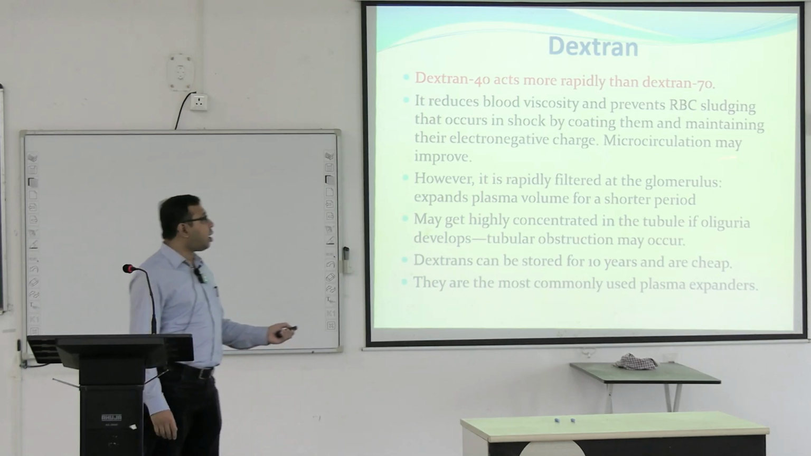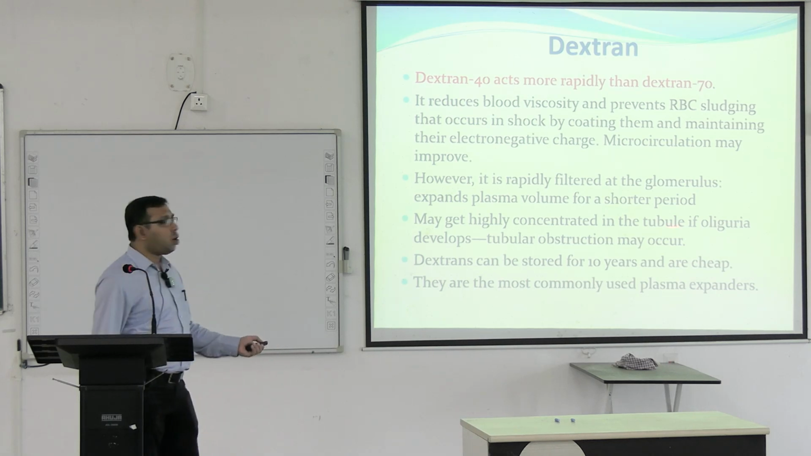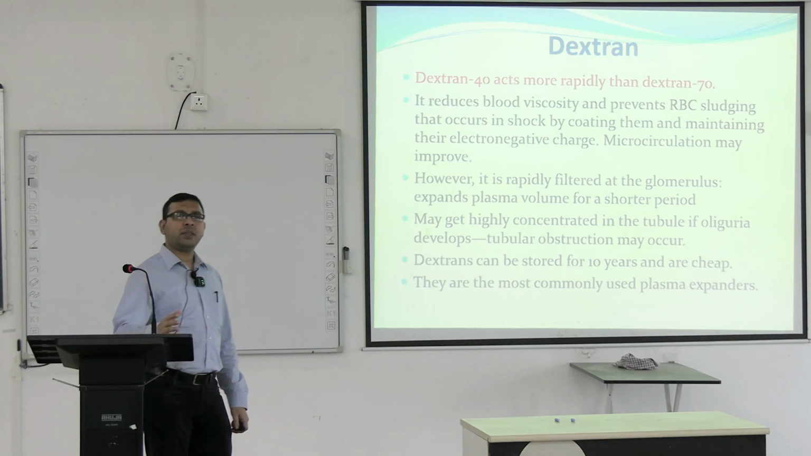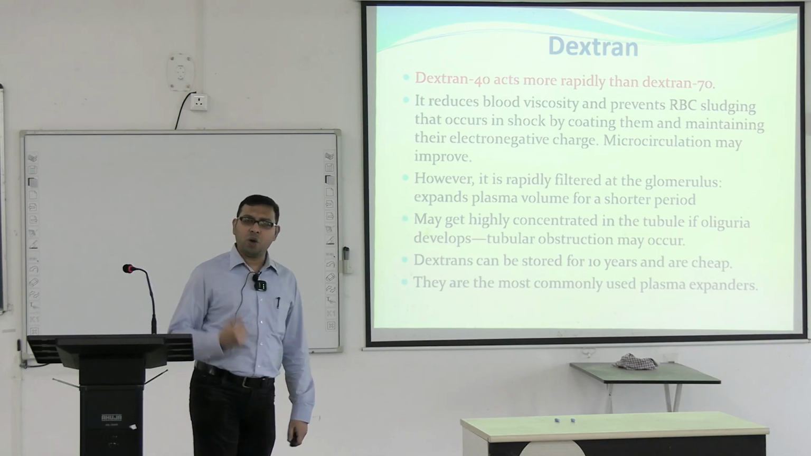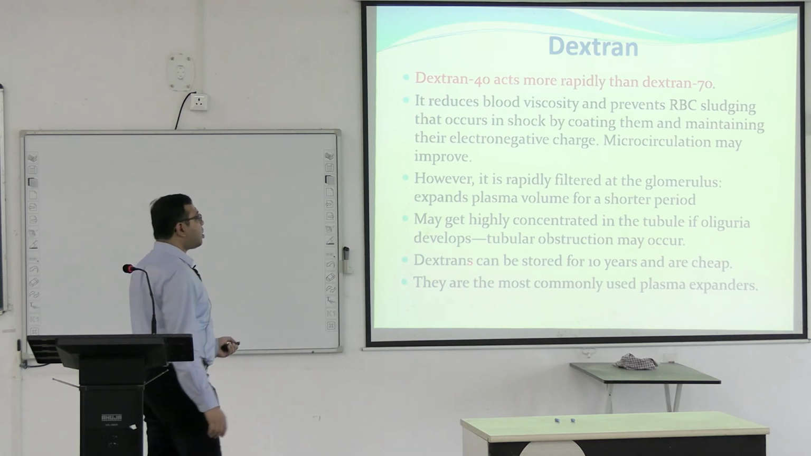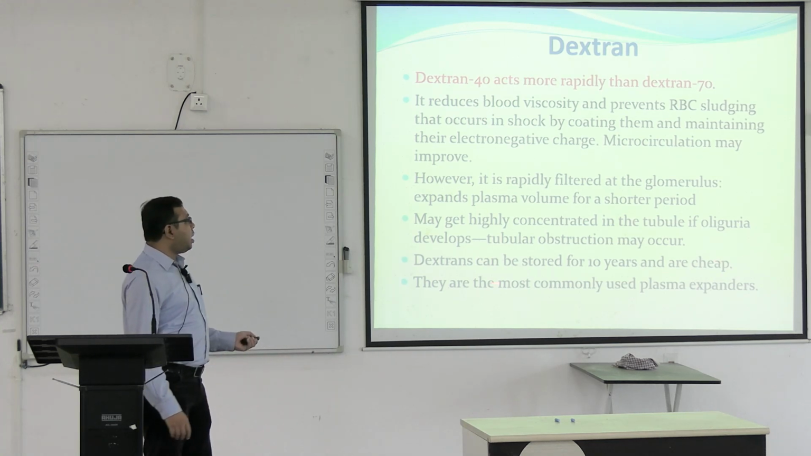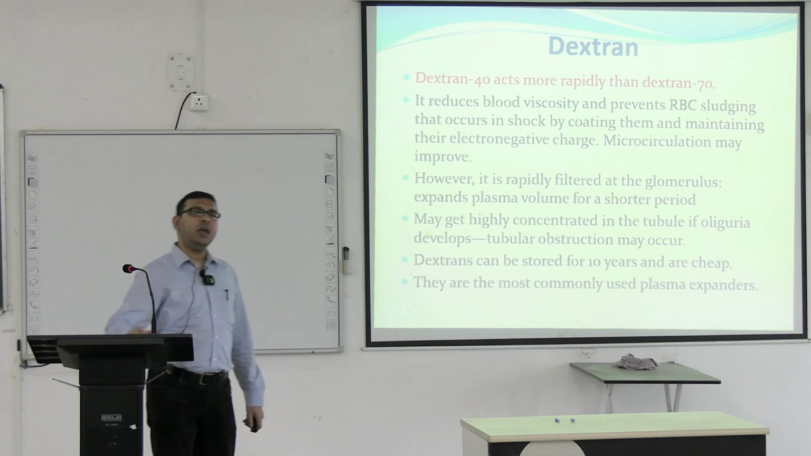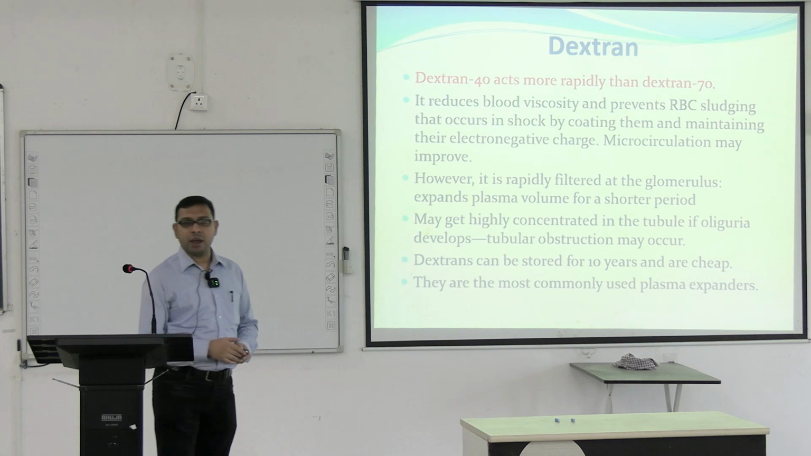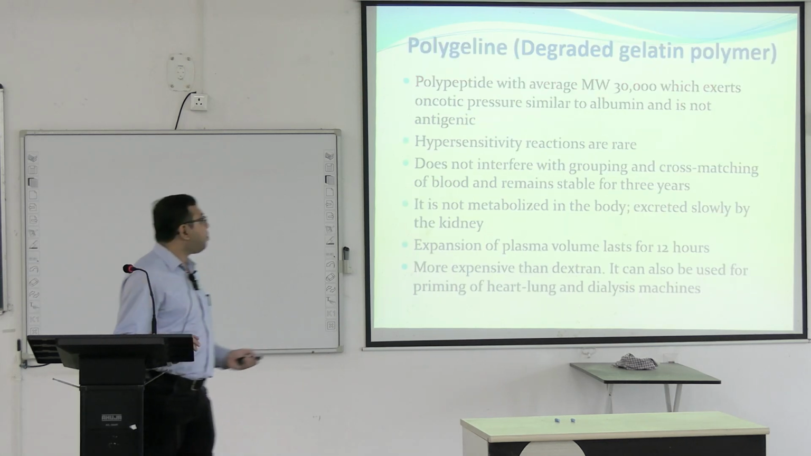It is rapidly filtered at the glomerulus and expands plasma volume for a shorter period. The time is very short. It may get highly concentrated in the tubule. If oliguria develops, tubular obstruction may also happen, because in all these road traffic accidents, kidney function is already compromised. So there may be some blockade of the tubules. Dextrans can be stored for 10 years. That is a very advantageous situation, and they are very cheap. They are the most commonly used plasma expanders. You can see in the PHC etc. the dextran is present. So if there is any accident or something, we can immediately infuse the dextran. Ultimately it is for the survival benefit, otherwise the patient will die.